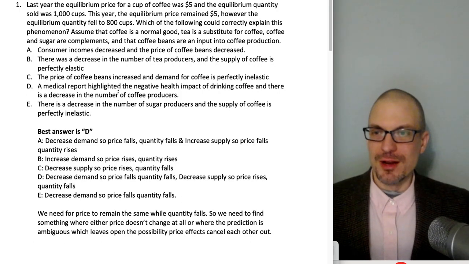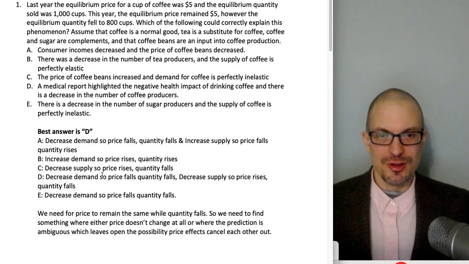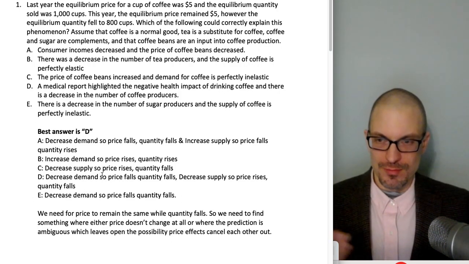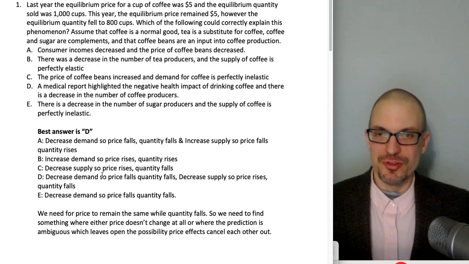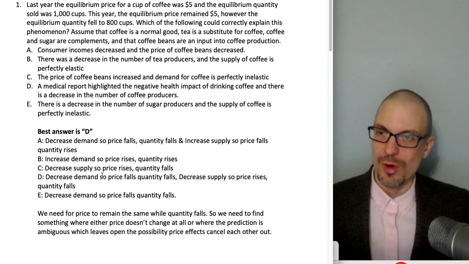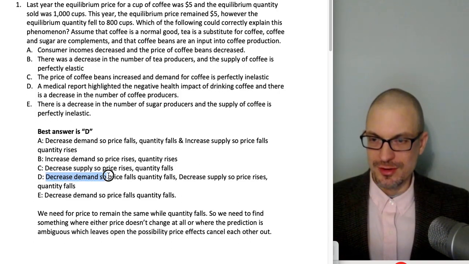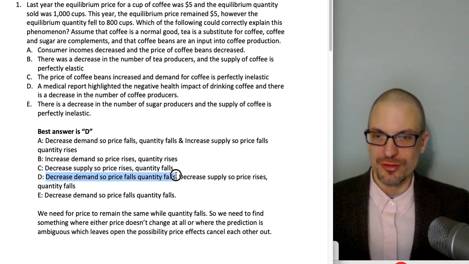Okay, D: a medical report highlighted the negative impact of drinking coffee, and there's a decrease in the number of coffee producers. So this is bad information. It's like a change in tastes and preferences. Consumers are going to lose interest in coffee. That'll tend towards a decrease in quantity and a decrease in price. So that's the demand decrease. Demand decreases, so price falls and quantity falls.